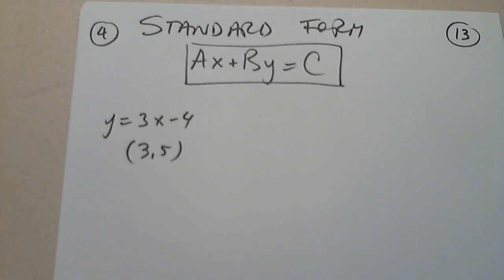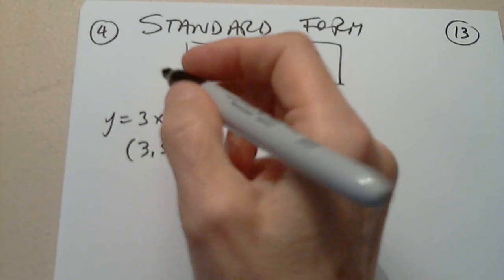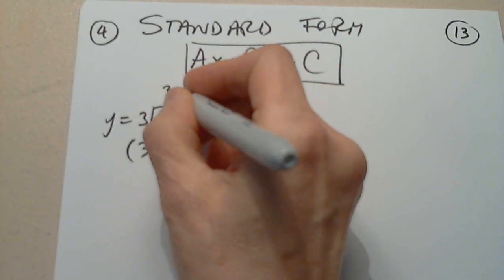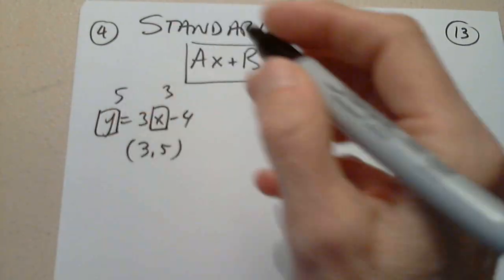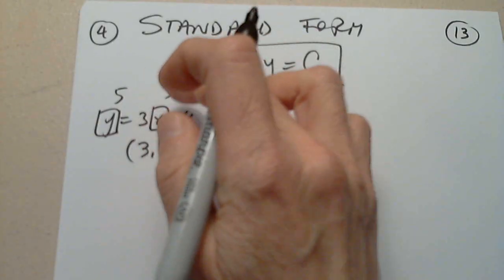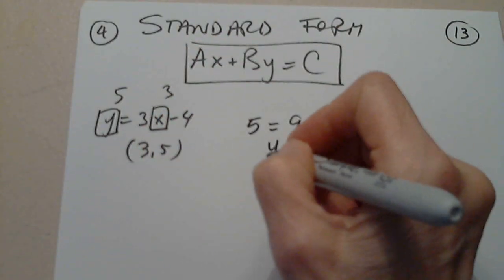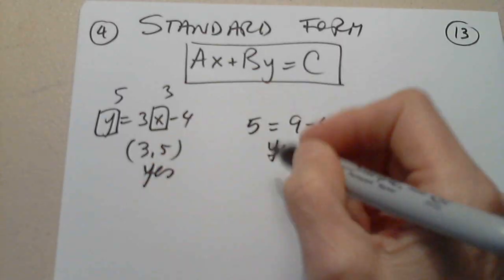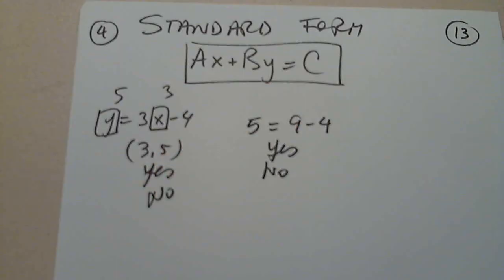We substitute 3 and 5 for x and y. Exactly. So I will replace x by 3 and I will replace y by 5. So 5 equals 3 times 3 is 9 minus 4. If you say yes, then I'll have to say yes. If you say no, then I will have to say no.